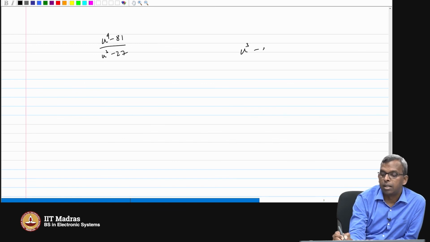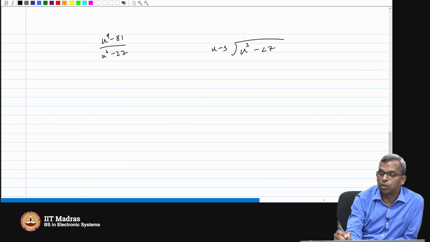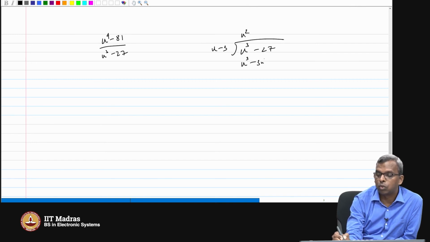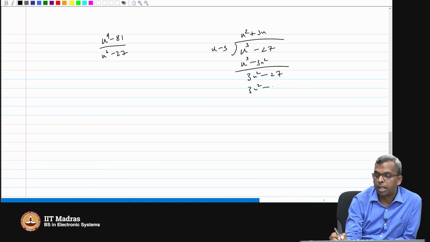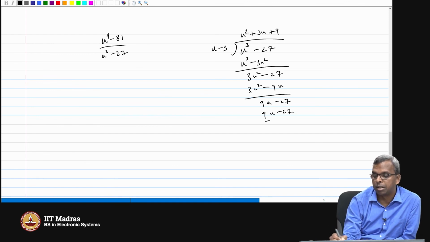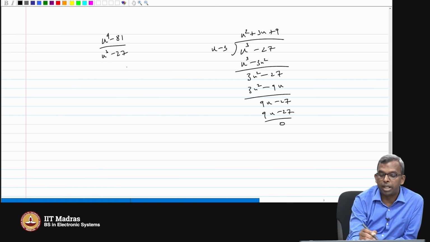So, let us try this wonderful division. Some of you may know this kind of formula also. So, you will have a u squared here, u power 3 minus 3u squared. So, 3u squared minus 27. So, this is going to be plus 3u squared minus 9u minus 27 plus 9. So, that is 9u minus 27 and you get 0. So, you see here the denominator is simply u minus 3 times u squared plus 3u plus 9.